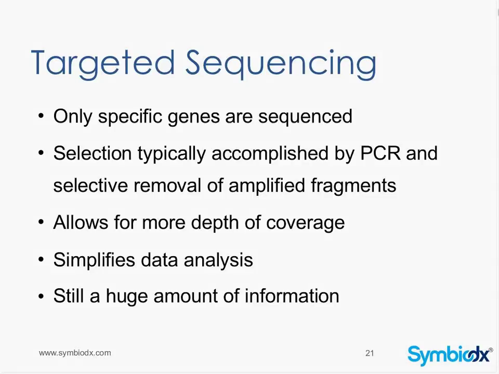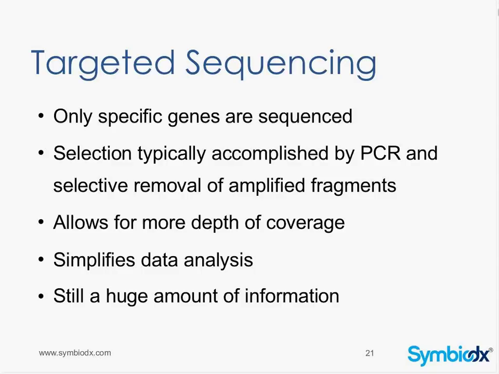We can do targeted sequencing. In other words, we can only look at the regions that we're specifically interested in. This is actually what we're doing in our assay at Symbiotics. Selection can be accomplished by 2 different related methods. What we do is PCR of the regions that we're most interested in. However, you don't necessarily need to. You can just remove the amplified fragments using magnetic beads. We use a combination of both PCR and magnetic beads to remove the fragments that we're most interested in.